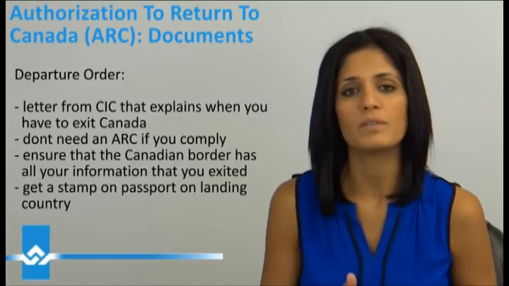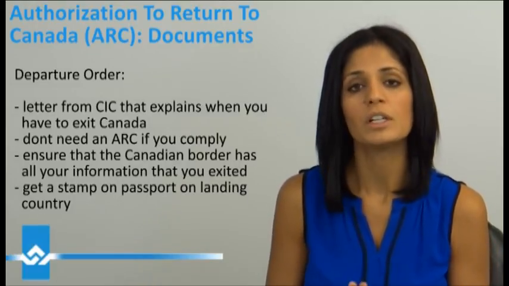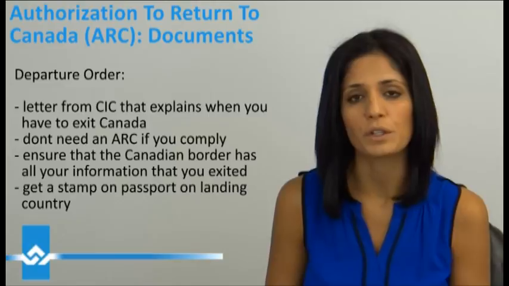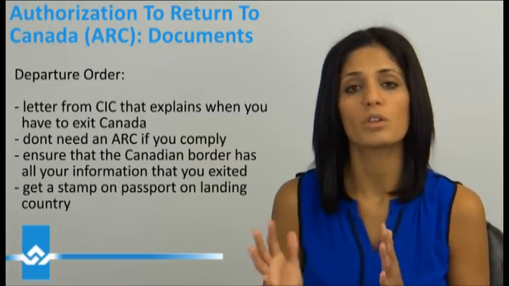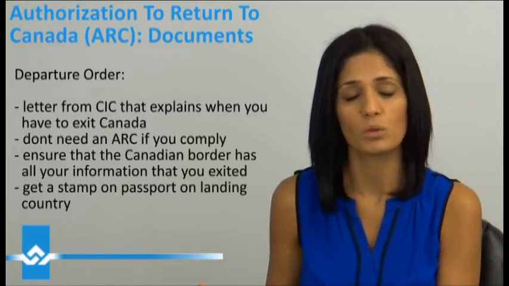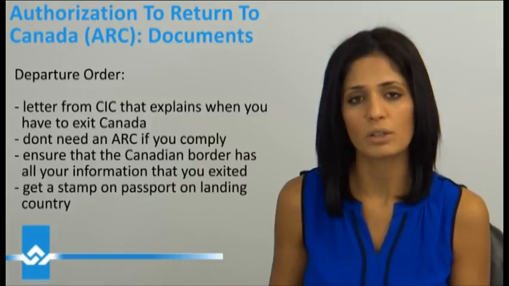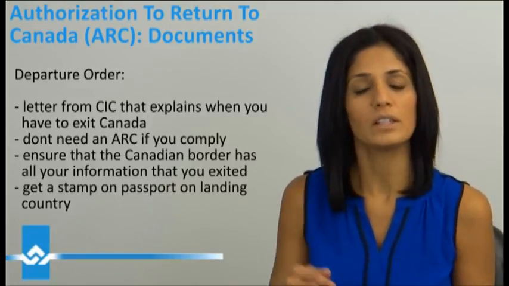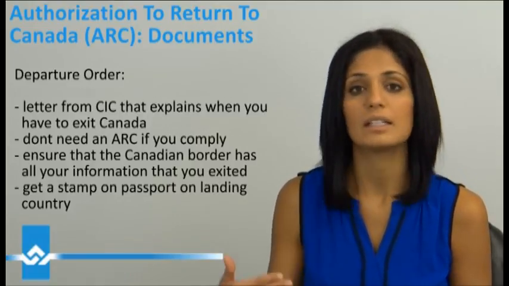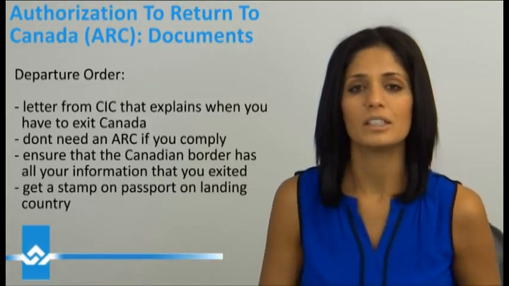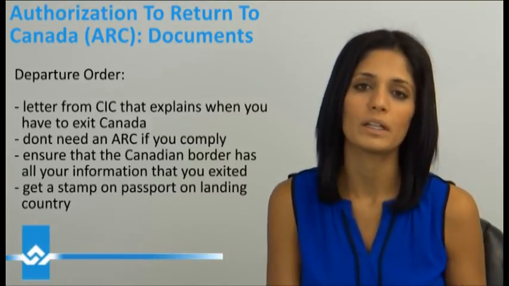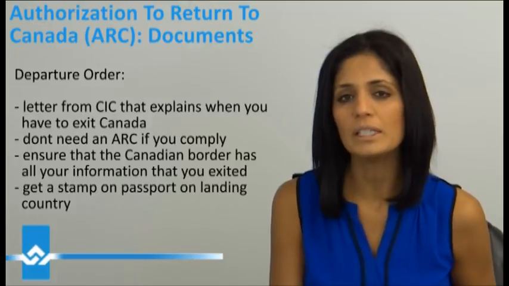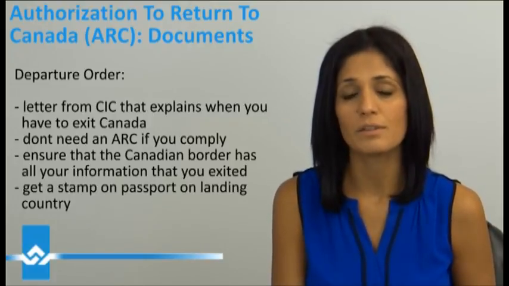Meaning, for example, if it's June 1st and you received your departure order on June 1st, you have most of the times 30 days, which means until June 30th, to exit the country. If you comply with this and you would like to come back to Canada, let's say in the month of August, technically you're able to do this without applying for the ARC. However, one key thing that you have to remember is the following.